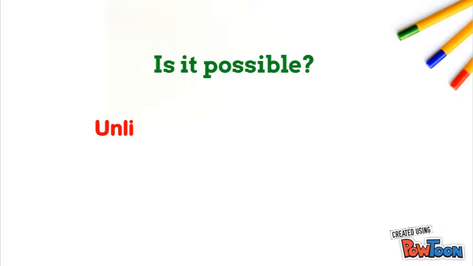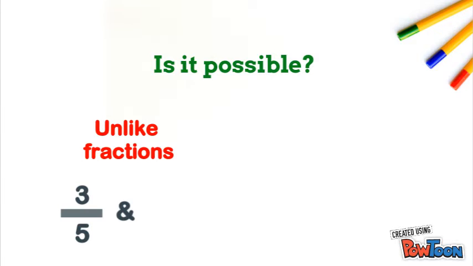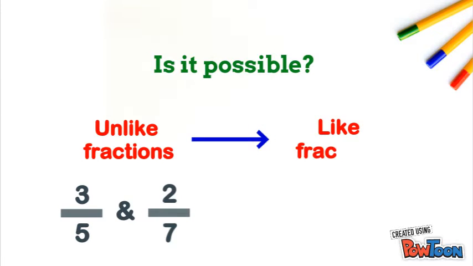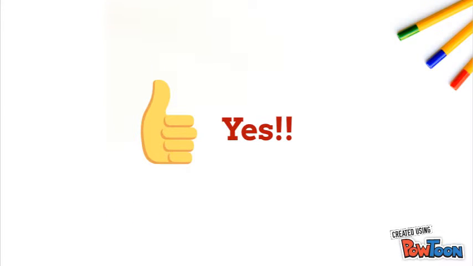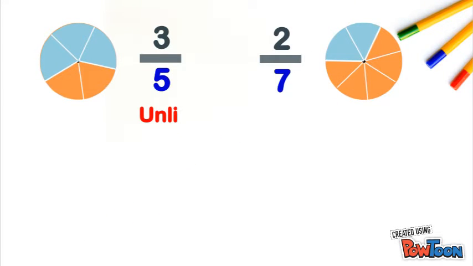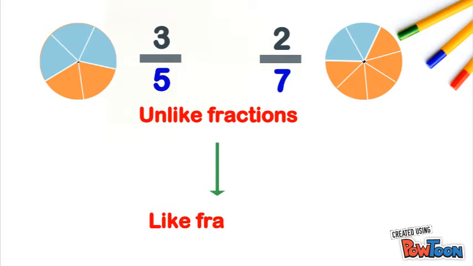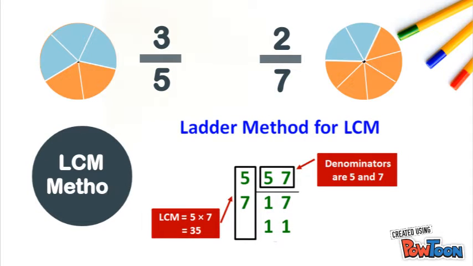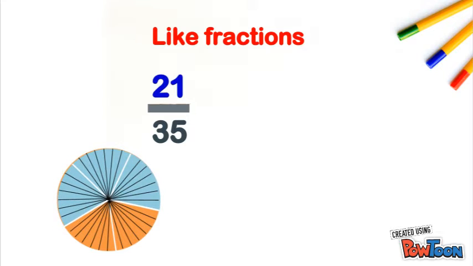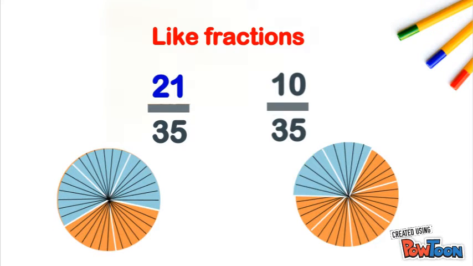But is it possible to convert unlike fractions like 3 by 5 and 2 by 7 into like fractions? Yes, of course it is possible. Unlike fractions are converted into like fractions using LCM method. So let us convert these fractions into like fractions. Now, the like fractions are 21 by 35 and 10 by 35.